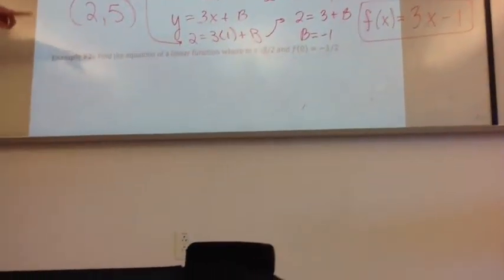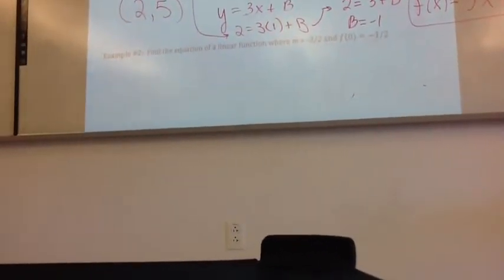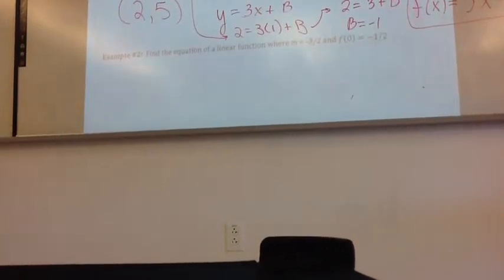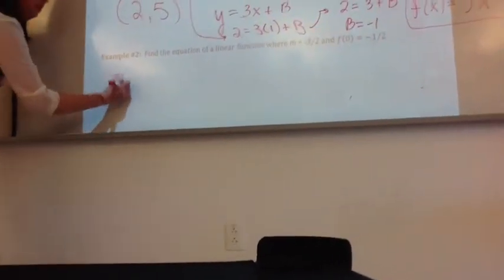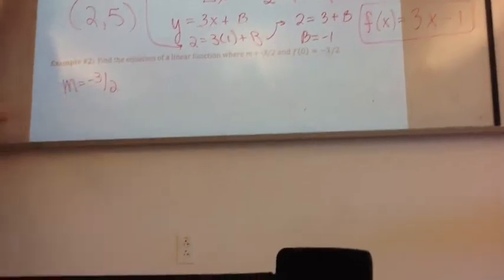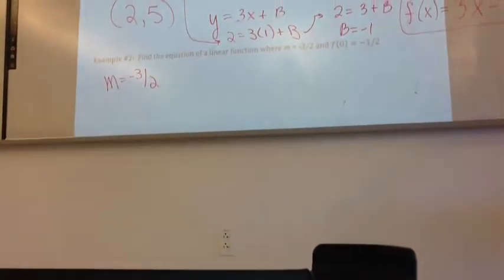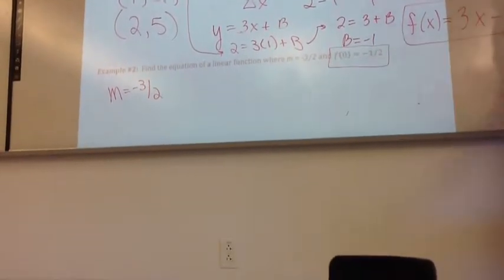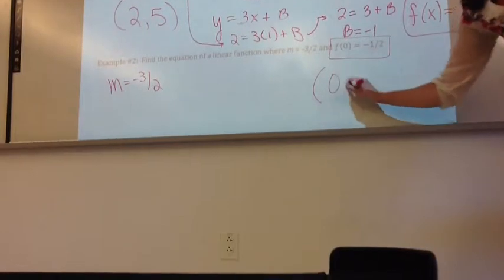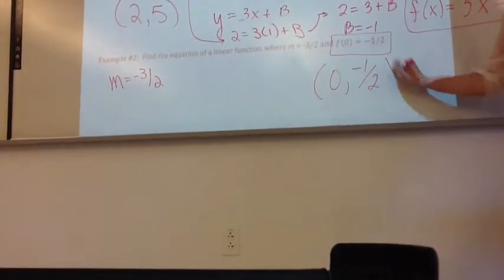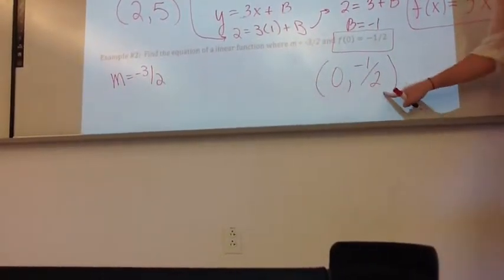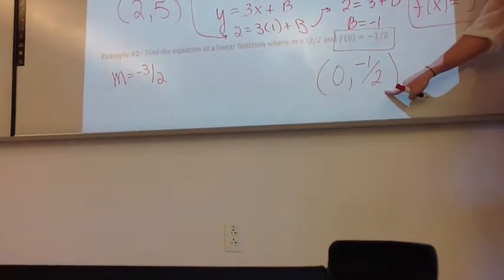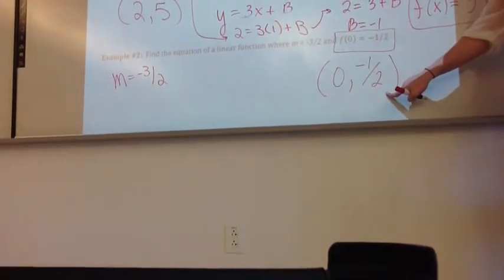Next one. m equals -3/2. So what are they giving you in this one that's nice? They're giving you the slope. Now listen. f of 0 equals -1/2. What coordinate point is that? Oh. 0, comma, -1/2. Input, output. Why is this a nice point that they just gave you?